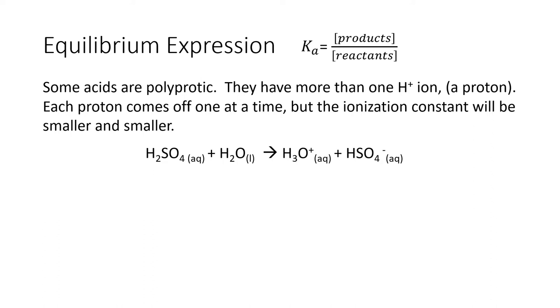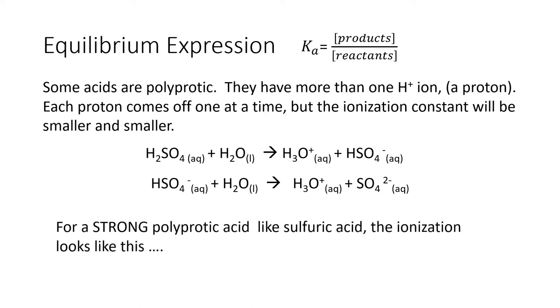It's a polyprotic acid, 2 hydrogen ions. First, it'll lose 1, and then it'll lose the second one. Overall, for a strong polyprotic acid, it will lose both of them. We're going to consider that it loses both of them, although the second one will be weaker than the first.